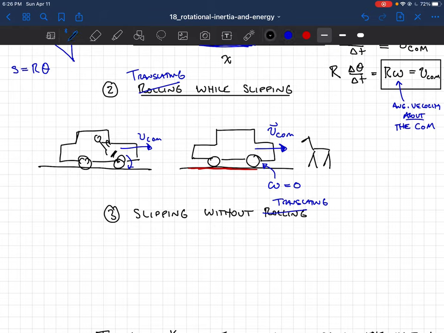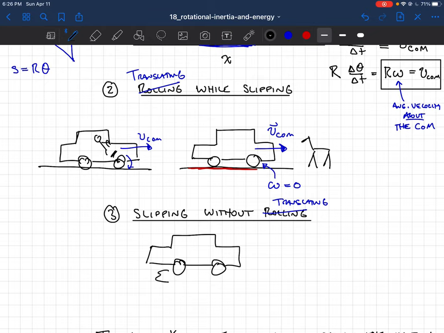So what does that mean? Well, in that case, it's like your car is sitting on a patch of ice. And so you press down the accelerator and your wheels go around. So you get some omega here. But the V center of mass is equal to zero. So you just have your wheels spinning around on that ice. So that's another option, is that you could have an object that simply spins about its center of mass, but the object doesn't move at all.